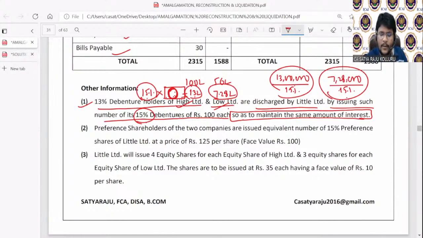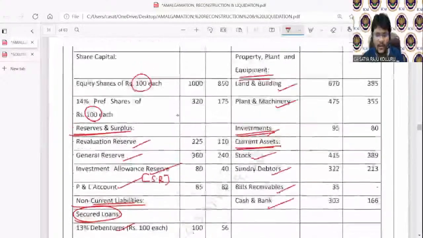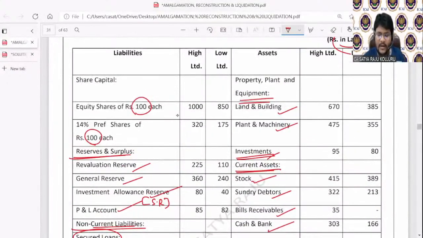No worries. Preference shareholders of the two companies are issued an equivalent number of 15% preference shares of Little Limited at a price of 125 rupees per share. Face value is 100. Sir, I am issuing the same number of preference shares, which here means 3.2 lakh. How many preference shares are there here? 320 divided by 100 means 3.2 lakh shares are there here.